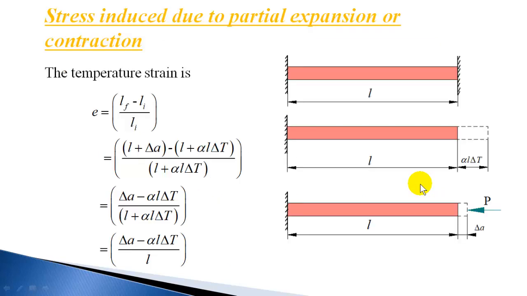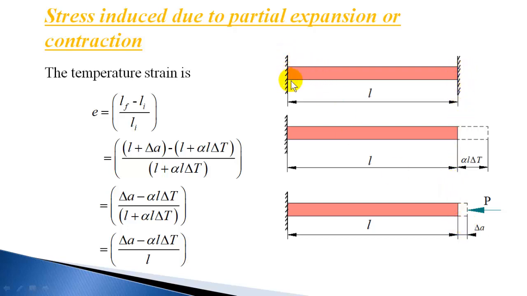Now let us consider a case where you are permitting partial expansion or contraction. When it's heated, the natural state is to expand and attain a length L plus alpha L delta T. Now the supports are not completely rigid. It permits some amount of expansion, delta A. So delta A is the permitted expansion. When it is heated, the supports are yielding. So supports are going backward by an amount delta A.